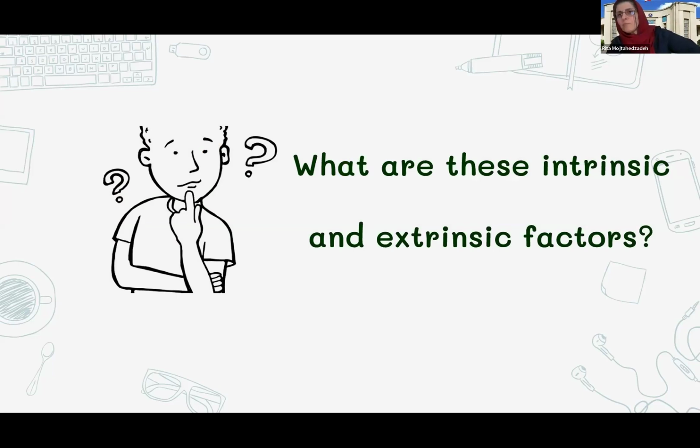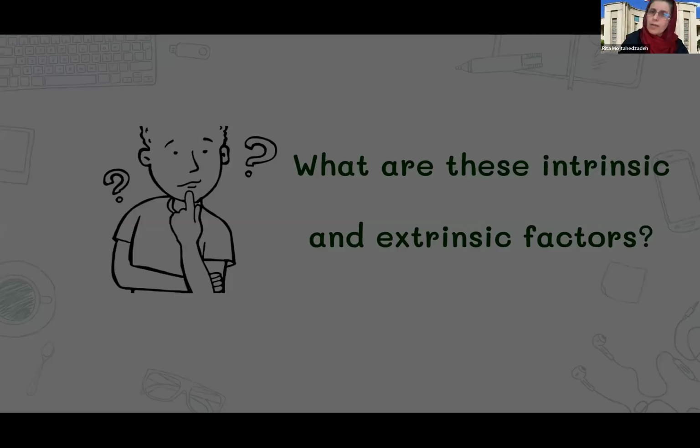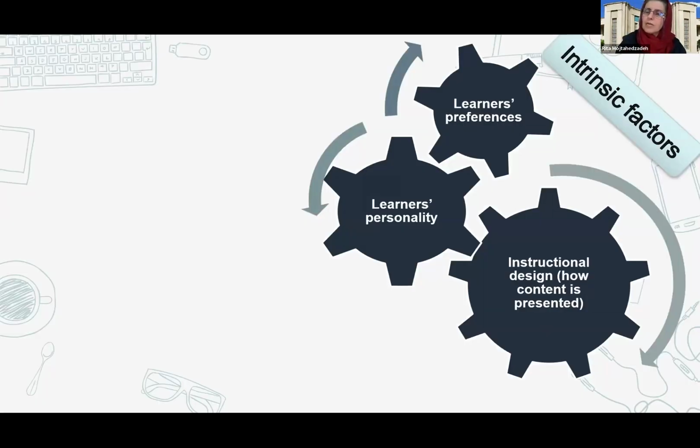And I would like to mention the last point, which are some intrinsic or extrinsic factors that we should consider while designing mobile learning. Please look at these slides. These are intrinsic factors that matter to us: learners' preferences, learners' personality, and instructional design. The questions I asked you covered some aspects of these elements. For example, your preference regarding the format of the content, your personality, which type of content would you like to have, and also the instructional design that you prefer.